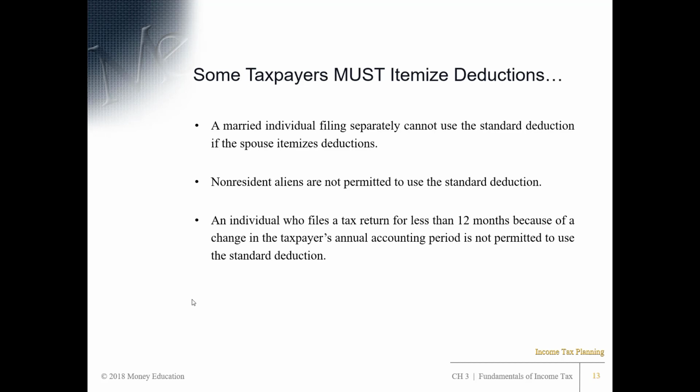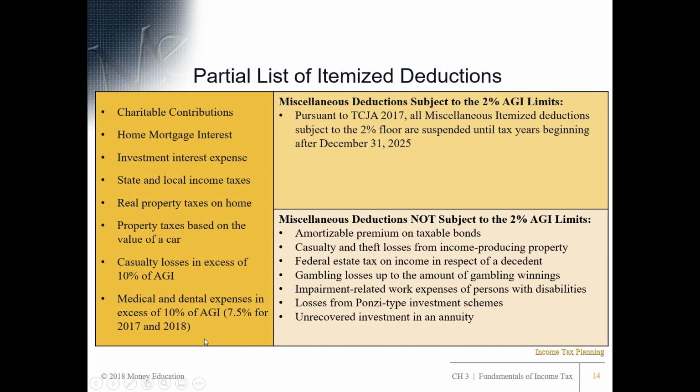Non-resident aliens are not permitted to use the standard deduction, and an individual who files a tax return for less than 12 months because of a change of annual accounting period is also not permitted to use the standard deduction. Charitable contributions. So this is a partial list of itemized deductions. Miscellaneous deductions subject to a 2% AGI floor are no longer allowed pursuant to the Tax Cuts and Jobs Act of 2017. They are suspended until 2025.